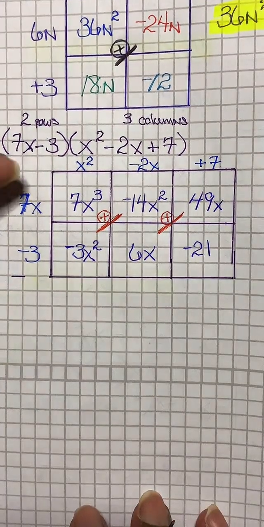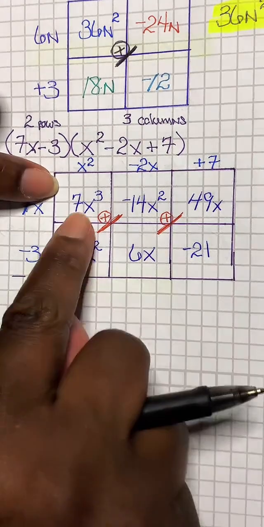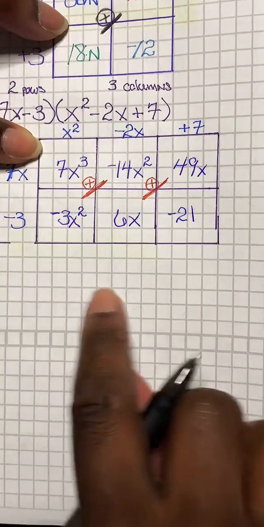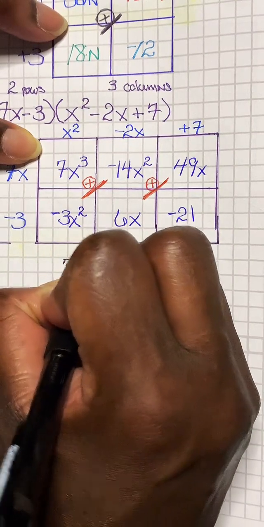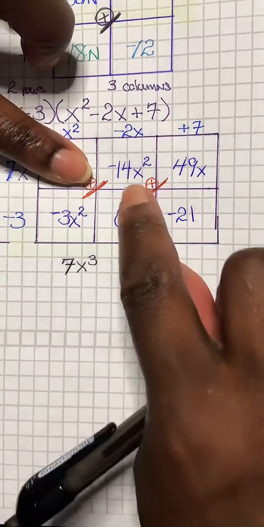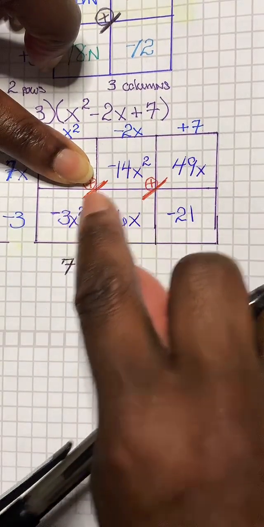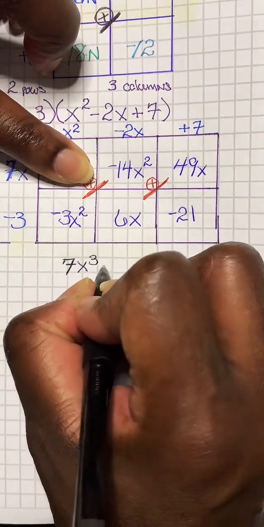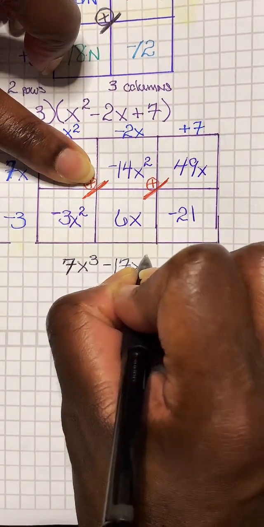Okay. So when I start writing out my answer, I always start with the highest degree. So that's going to be, it's not going to fit over there, I'm going to put it underneath here. So that's going to be my 7x cubed. Now, I'm going to combine my negative 14 with my negative 3. Since both of them are negative, I can go ahead and add them together and keep that negative sign. So it's going to be minus 17x squared.